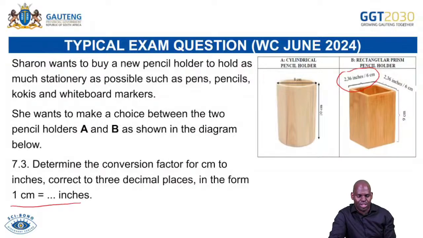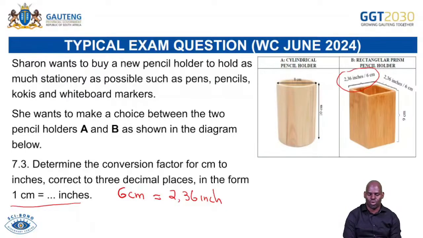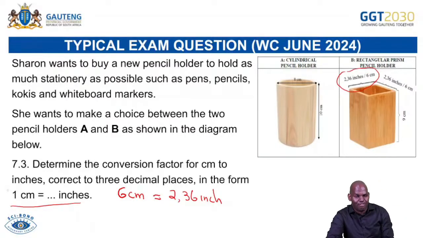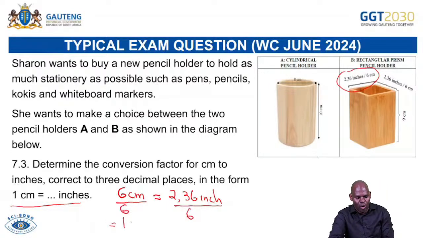But let us look at this. They say we must write down the conversion factor. Now the conversion factor in this case: you can see that the centimeter is on the left hand side. You can simply say 6 centimeters is the same as 2,36 inches. This is the conversion factor, but we need to write it in the simplest form. To write it in the simplest form, we must have 1 on the left hand side. So to have 1 on the left hand side, we divide by 6. Obviously, whatever we divide by on the left hand side, we must also divide on the right hand side. So this will be 1 centimeter.